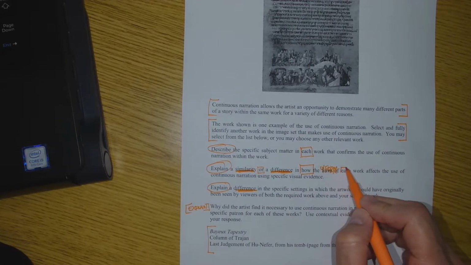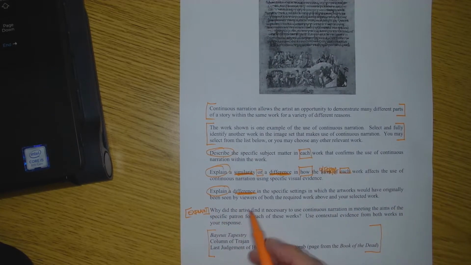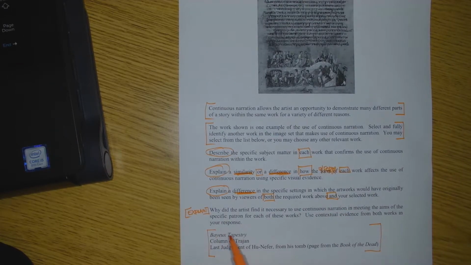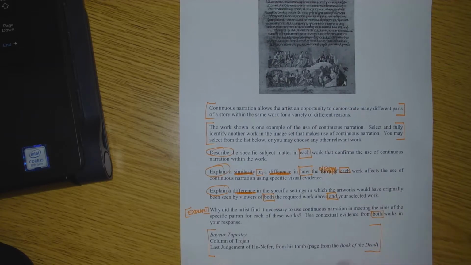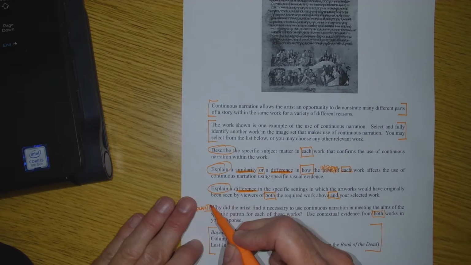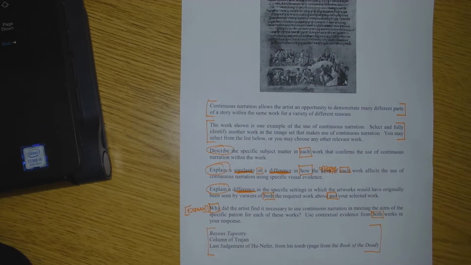Okay, there's a little boxy word, each. Let's look down here: the difference in the specific settings in which the artworks would have originally been seen of both. And, okay, why did the artist find it necessary to use contextual evidence from both? All right, so hows and whys, and, whoops, forgot my why here. Okay, I think we've got a pretty good idea.